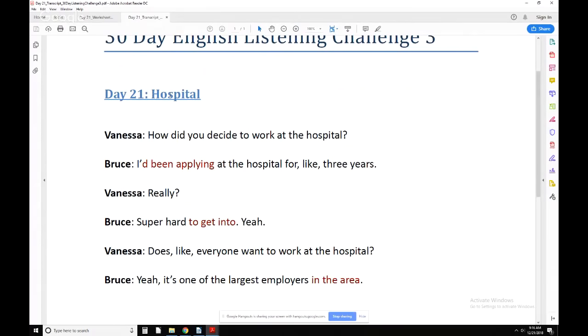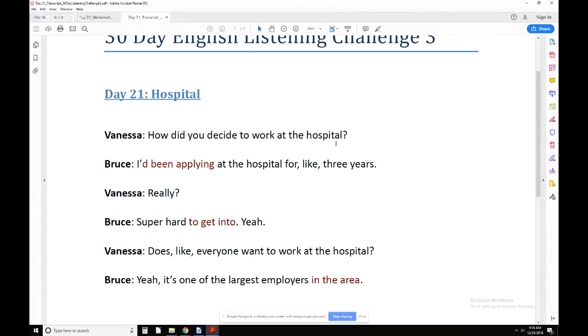Day 21, hospital. You can see Vanessa, Bruce, Vanessa, Bruce, Vanessa, Bruce. This probably looks familiar from the worksheet that I showed you a moment ago, and maybe you wrote that in your notebook. We have word for word what we said. I said, how did you decide to work at the hospital?